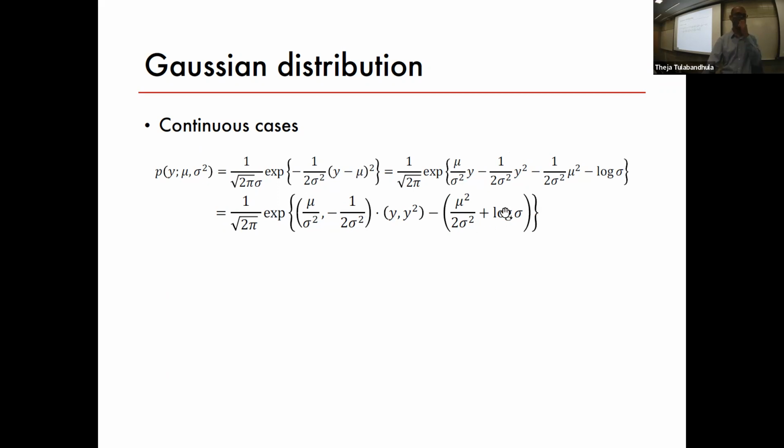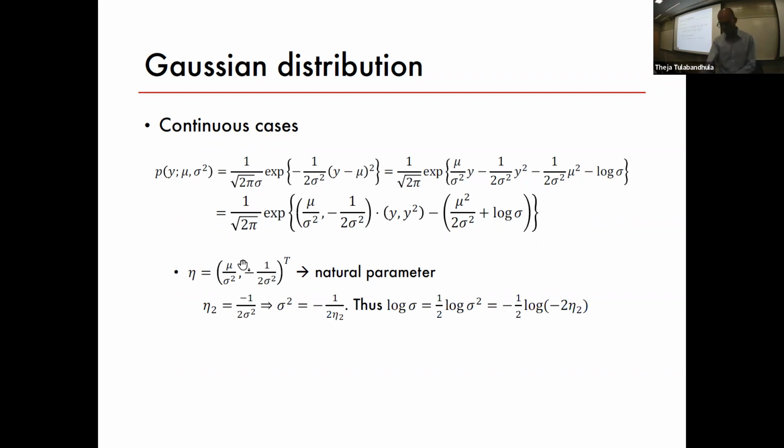you have a term which doesn't involve y. So we are collecting them together to define the log partition function, the extra a of eta term that we have. If you now pattern match again, your natural parameter is mu by sigma square and minus 1 by 2 sigma square. Whereas the user-friendly parameters were just mu and sigma square. When you define a normal distribution, you just say mu and sigma square, mean and variance. Here the natural parameter is something slightly different.